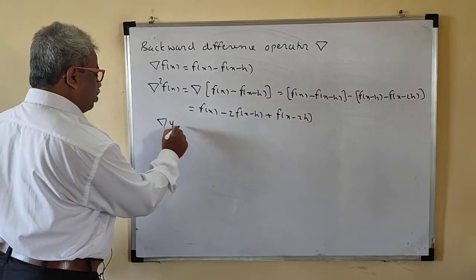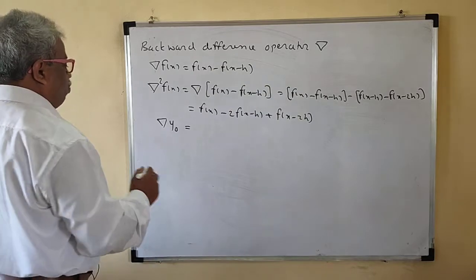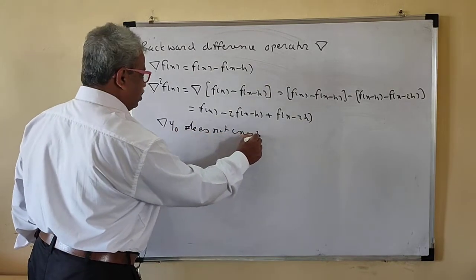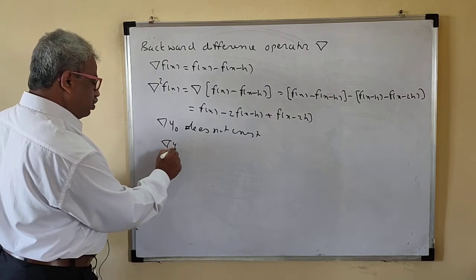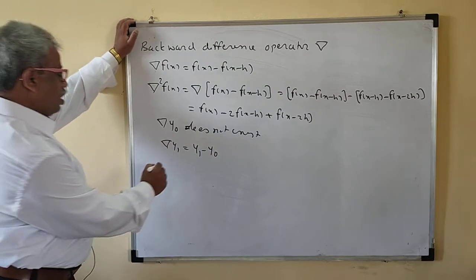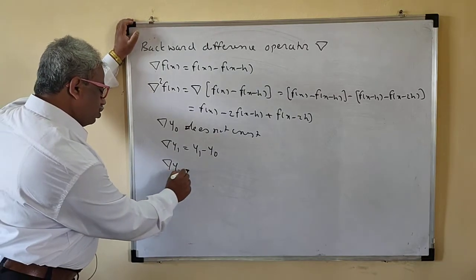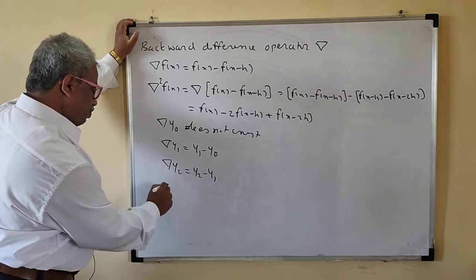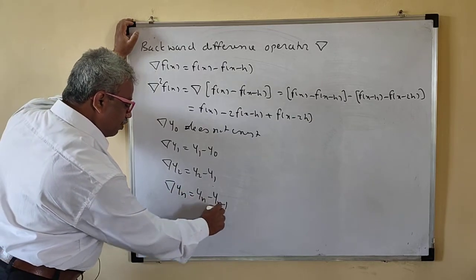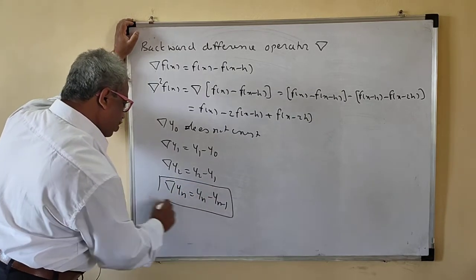Now this is for y naught. We cannot find nabla y naught. It does not exist. Okay. So this is nabla y1, which is y1 minus y naught. Now this is nabla y2, which is y2 minus y1. So this is for nabla yn, which is yn minus yn minus 1. Remember this as the general formula.